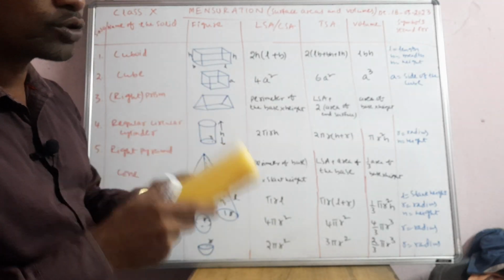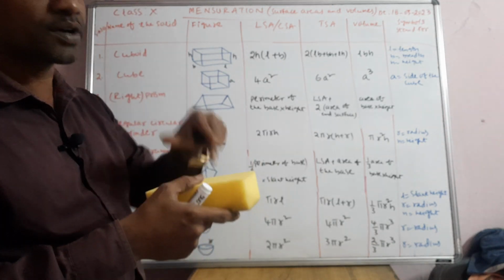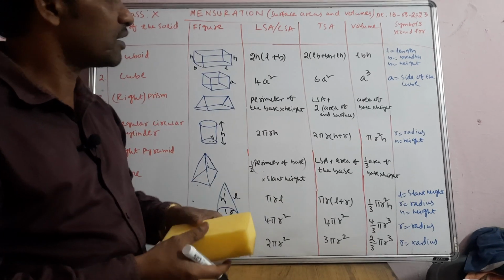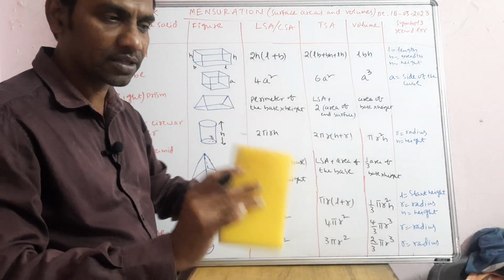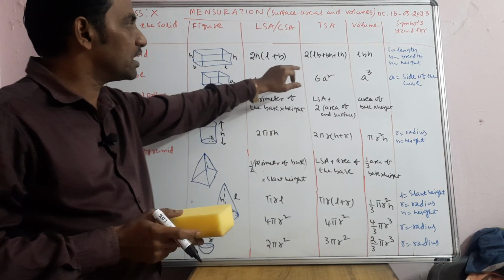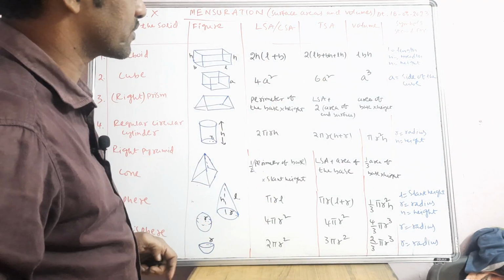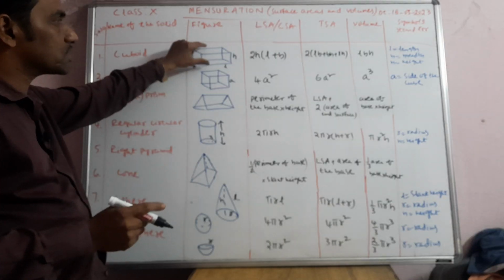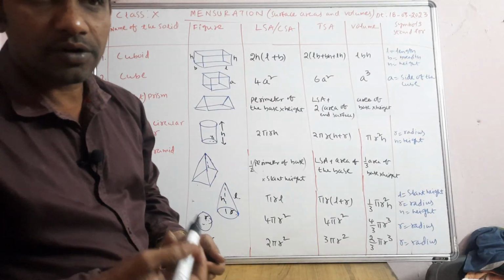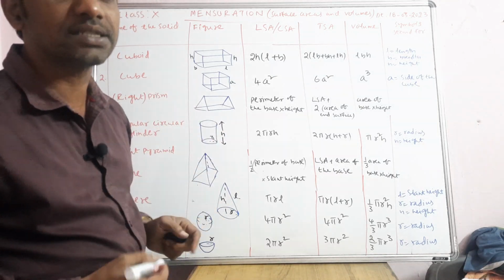Total means top and bottom. Generally for painting the 4 walls, or for construction purposes, whatever material is required for cementing or something like that, we use total surface area, TSA. And volume tells how many liters of water can be filled in it; if you want that, you take the volume.